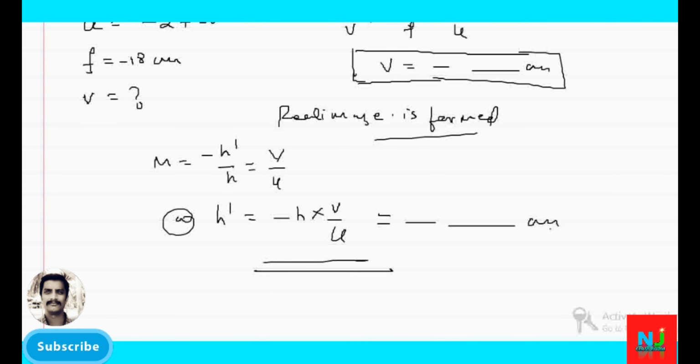So the image is inverted. By putting all these things, we can calculate the magnification. What is the magnification? Simply v by u. So knowing that, we can tell whether it is enlarged or diminished. That is left to you. You have to calculate the values. This is the way we have to solve the numericals or problems in class 10, reflection of light by spherical mirrors.